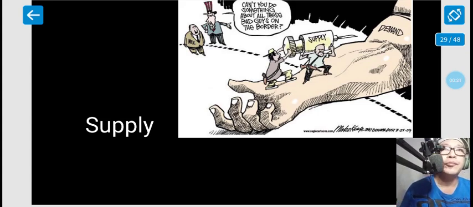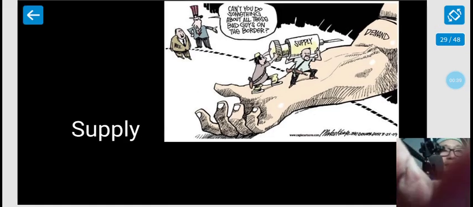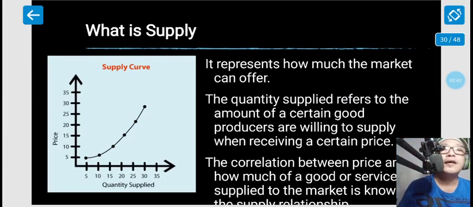Syempre, aside from the price, what are the other factors na pwedeng maka-apekto sa supply? But first, let us define what is supply. So sabi dito, it represents how much the market can offer. The quantity supplied refers to the amount of a certain good producers are willing to supply when receiving a certain price. It is the correlation between price and how much of a good or service being supplied to the market is known as the supply relationship.